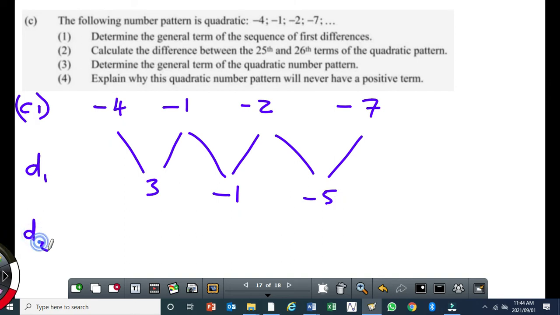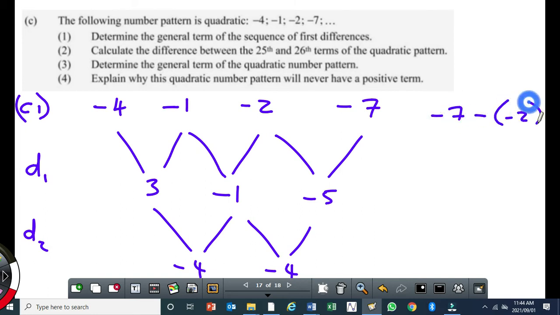Then D2: minus 1 minus 3, minus 5 minus minus 1. Minus 7 minus 2 is equal to... you are subtracting minus 2 from minus 7. Like this: minus 7 minus 2 gives you minus 7 plus 2, and you get minus 5. Are you following that?